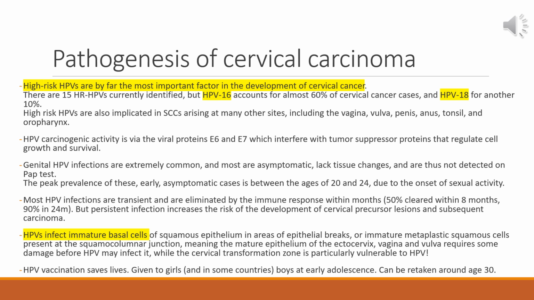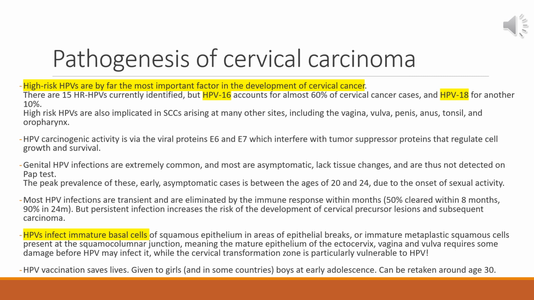HPV carcinogenic activity is via hijacking the cellular mechanisms to produce its own proteins. Two of these proteins are the oncogenic proteins E6 and E7, which interfere with tumor suppressor proteins that regulate cell growth and survival. Genital HPV infections are extremely common and most are asymptomatic, lack tissue changes, and are thus not detected on pap smears. The peak prevalence of these early asymptomatic cases is between the ages of 20 and 24 due to the onset of sexual activity.